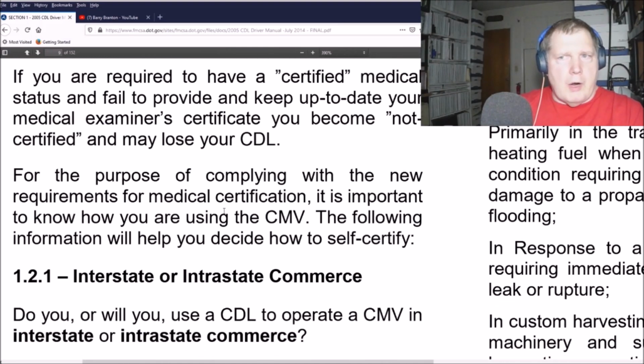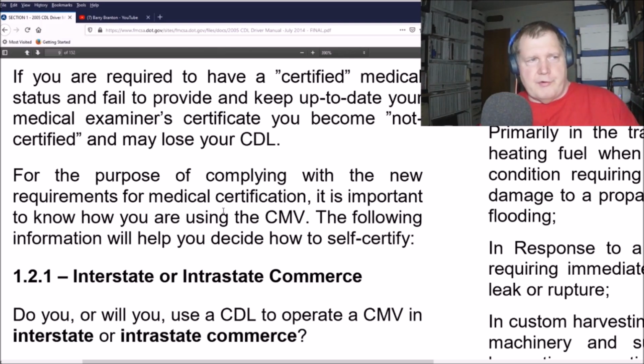If you are required to have a certified medical status and fail to provide and keep up to date your medical examiner certificate, you become not certified and may lose your CDL. For the purposes of complying with a new requirement for medical certification, it is important to know how you are using the CMV, that's your commercial motor vehicle. The following information will help you decide how to self-certify.